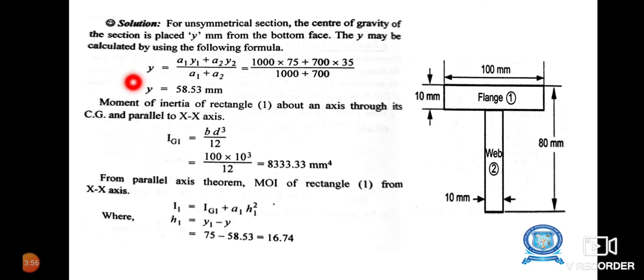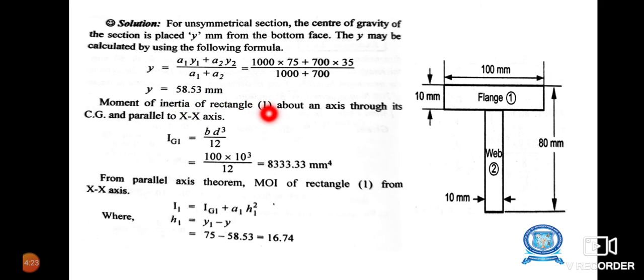Then the solution. So y is equal to, we write the formula, A1 y1 plus A2 y2 divided by A1 plus A2. We apply all the given and calculated values in this equation. So 1000 into 75 plus 700 into 35 divided by 1000 plus 700. So we got the y value: y is equal to 58.53 mm.